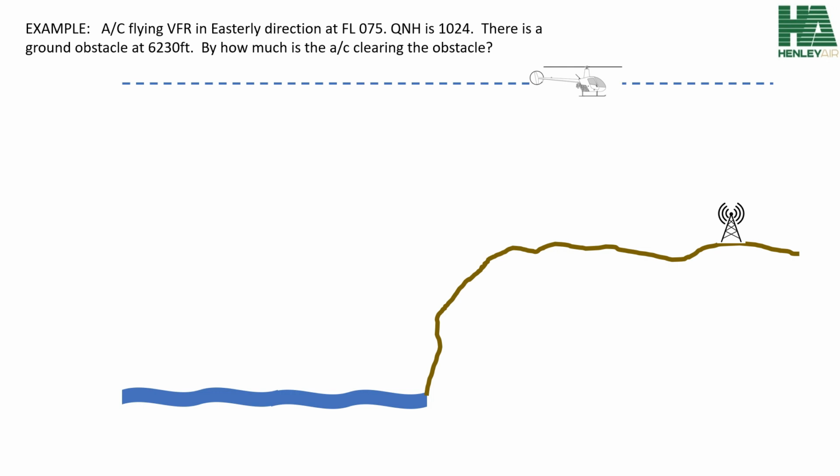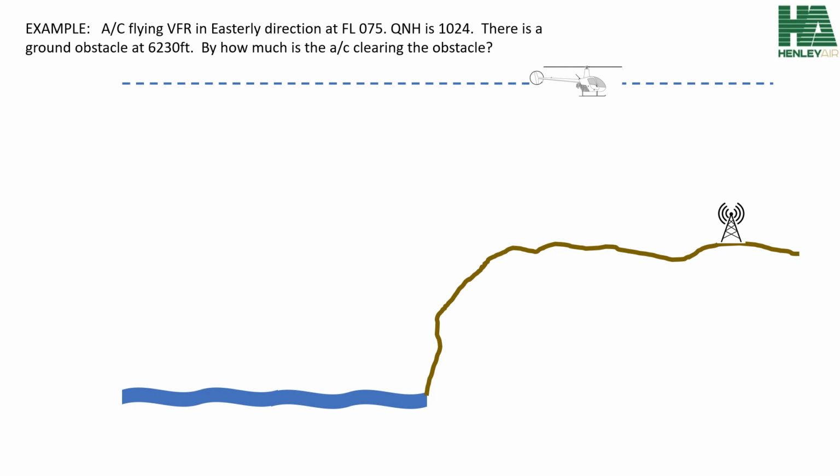So in the next problem, we have an example about an aircraft that's flying VFR in an easterly direction at flight level 075. Now this is obviously referring to the semicircular rule, which we will discuss in a later video. The QNH is 1024 and there is a ground obstacle at 6,230 feet. That's the little antenna on the right hand side. And the question is, by how much is the aircraft clearing the obstacle?